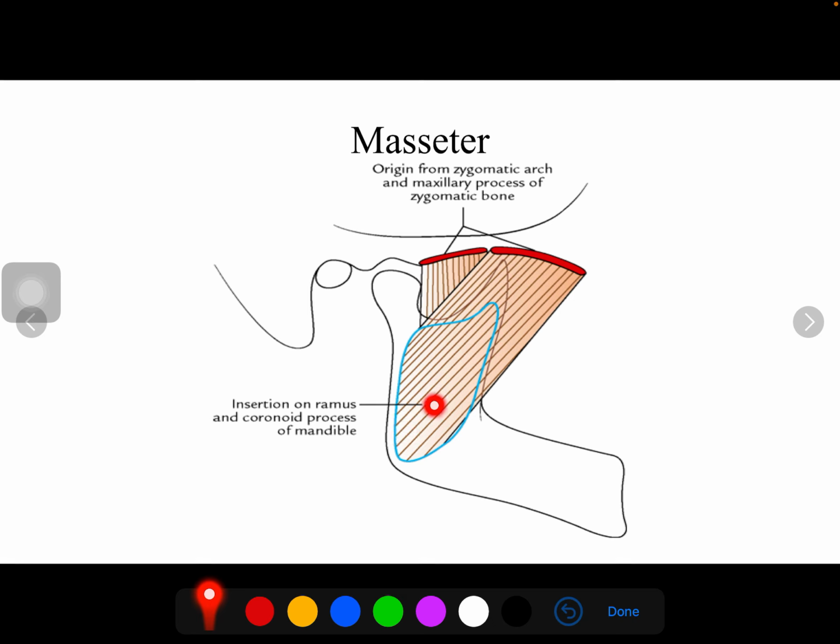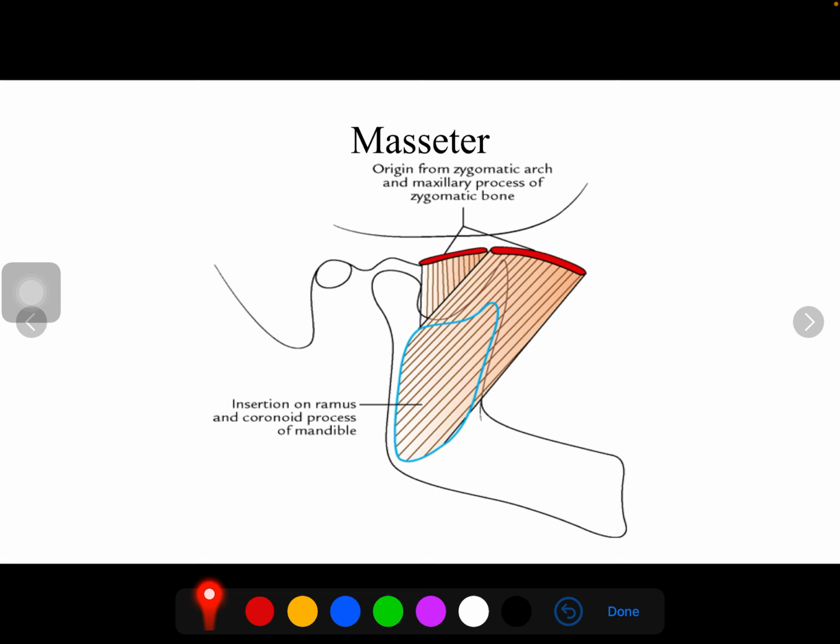The superficial fibers are inserted into the angle and adjacent posterior part of the ramus of the mandible. The middle fibers are inserted into the intermediate part of the ramus of the mandible, and the deep fibers are inserted into the upper part of the ramus of the mandible and the coronoid process of the mandible. And this masseter muscle has some relations.